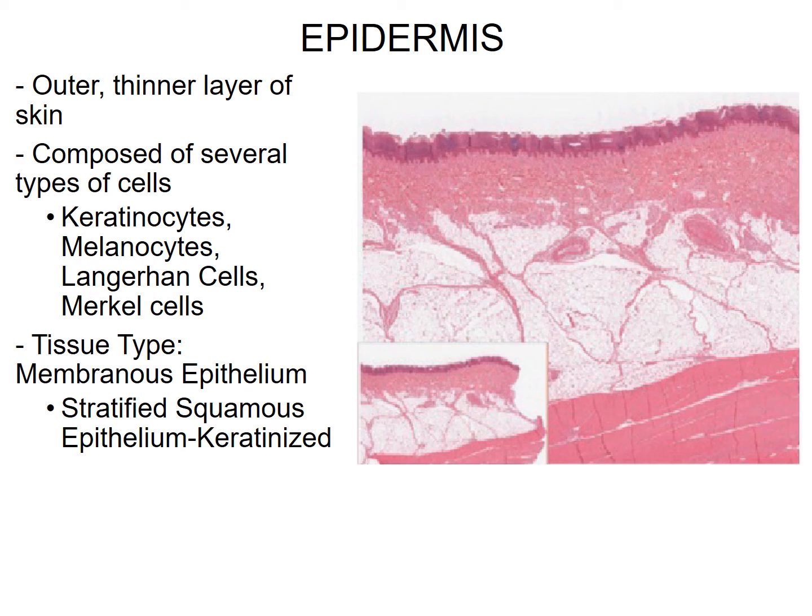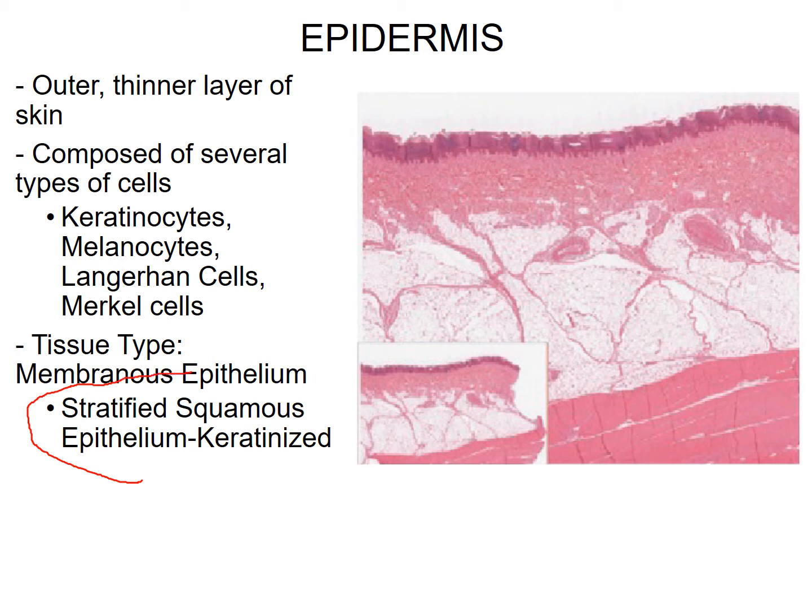A couple more things to add about the epidermis. Once again, it's the outer layer. It's the most superficial layer, pretty thin compared to the dermis, the large part of the skin. We're going to have several different cells throughout the epidermis. We're going to introduce that very shortly and their functions. And then once again, their tissue type is the stratified squamous epithelium.